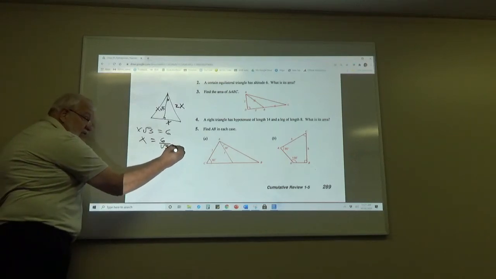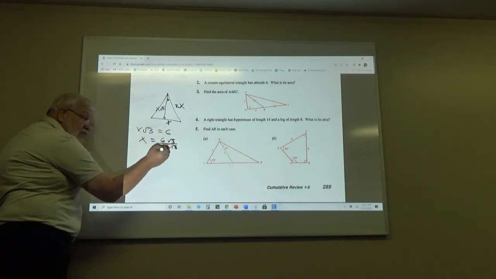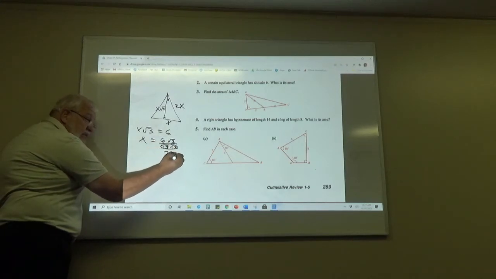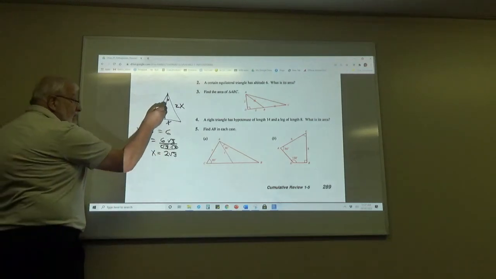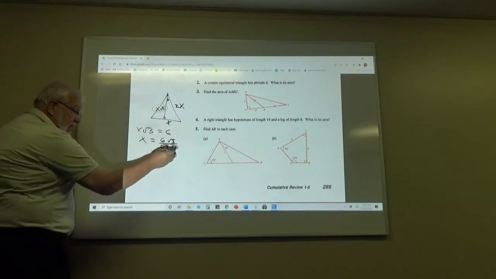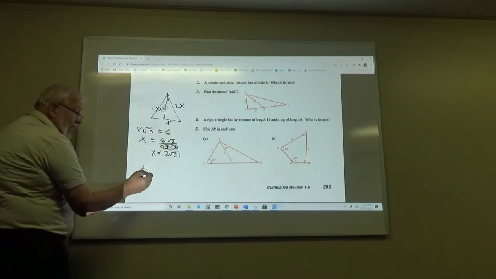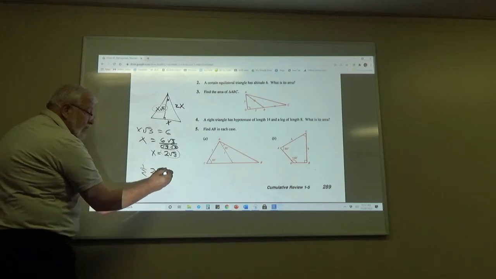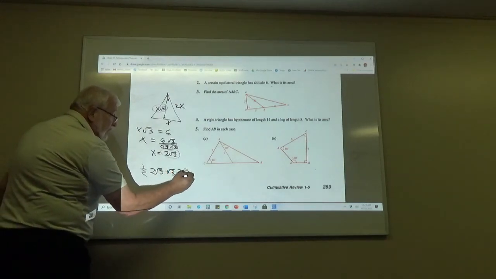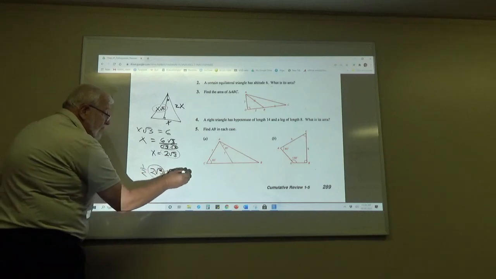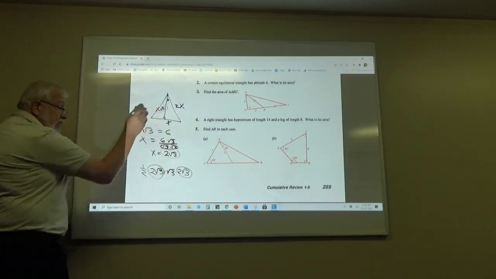And then if I rationalize this, this makes a regular 3, and 6 divided by 3 means that that's 2 square root of 3 is what x equals. So now I have this value and this value, and I want 1/2 the base times the height, which is square root of 3 times 2 square root of 3. Because this is the value of x, and this is x times square root of 3, which is that.